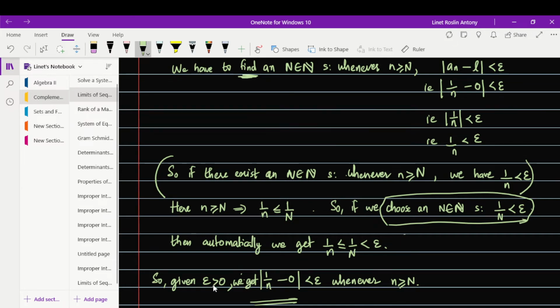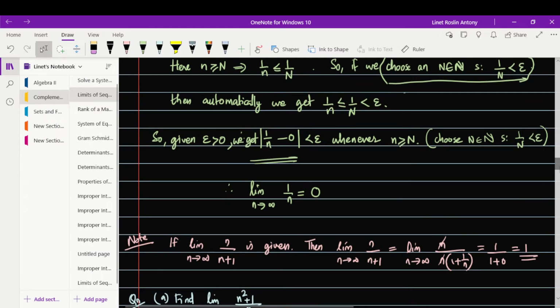So given an epsilon greater than 0, we get modulus of 1 by n minus 0 strictly less than epsilon whenever n is greater than or equal to capital N. Just choose capital N, which belongs to the natural numbers, such that 1 by capital N is strictly less than epsilon. So this is how we end up with that. So by the epsilon-N definition, you get limit n tends to infinity, 1 by n is equal to 0.